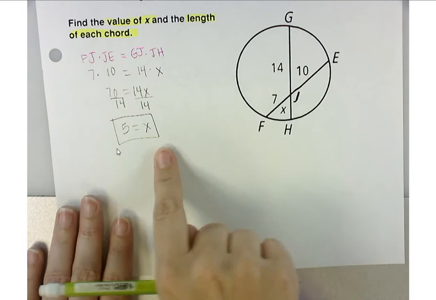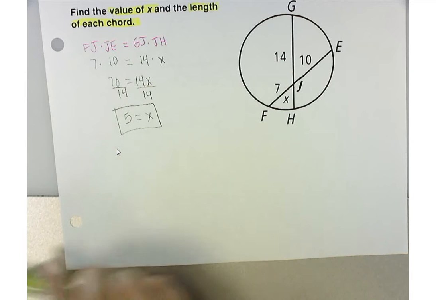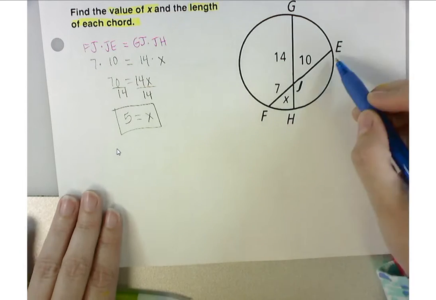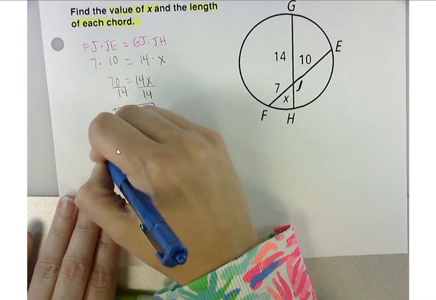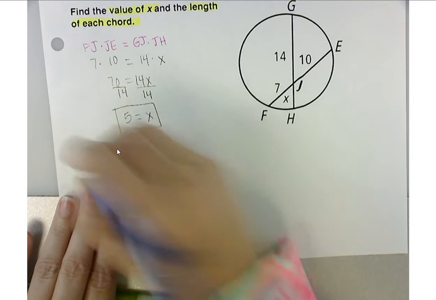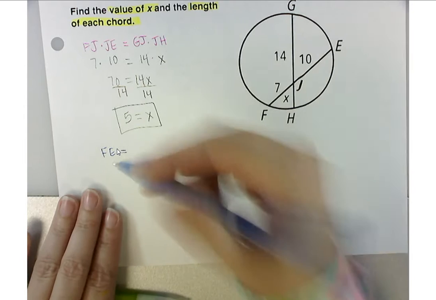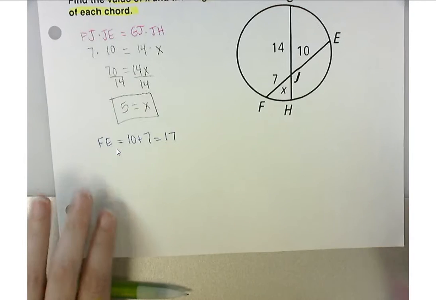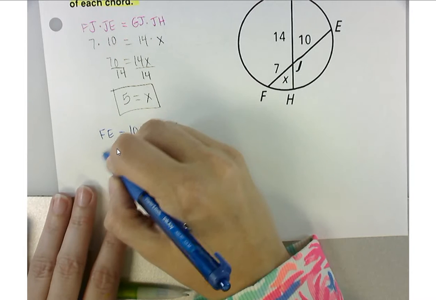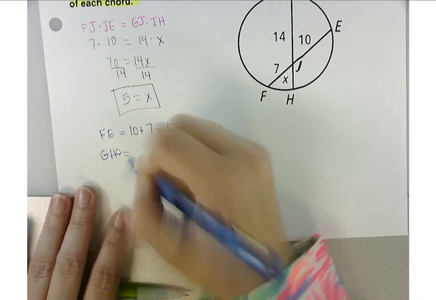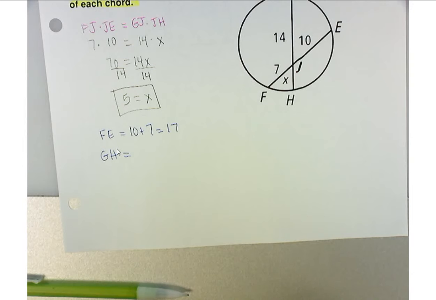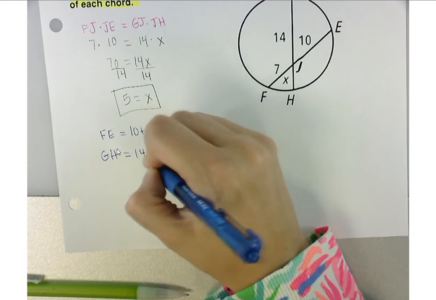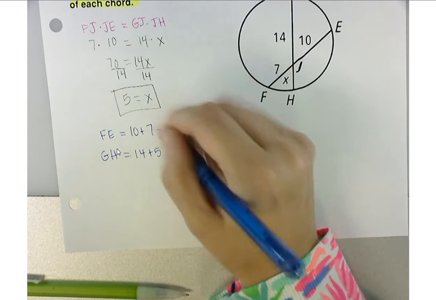Now, that's the first part, right? We found the value of x. Now we have to find the length of each chord. So the first chord is FE. That's the entire chord. So FE is going to be 10 plus 7, or 17, which you can see right on there. And then for GH, the length of that chord is going to be 14 plus x, so 14 plus 5, which is going to be 19.